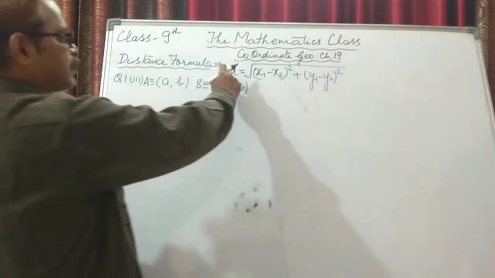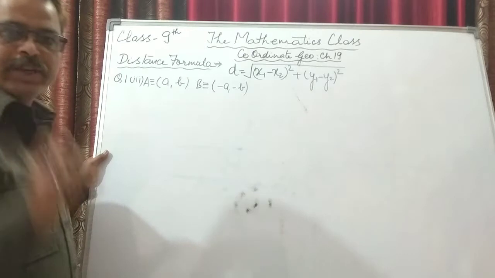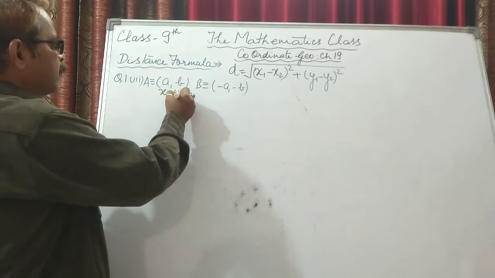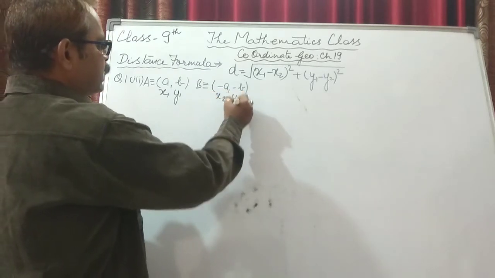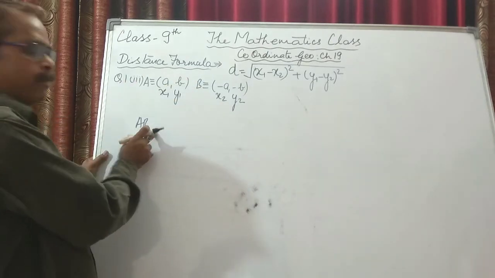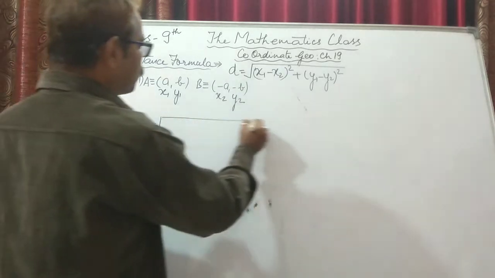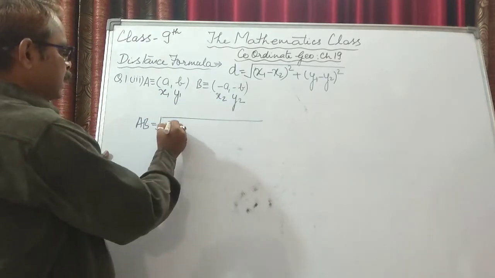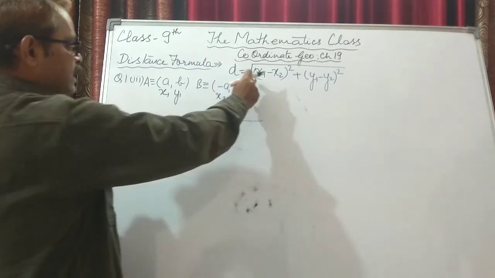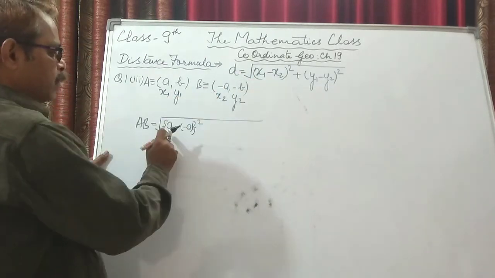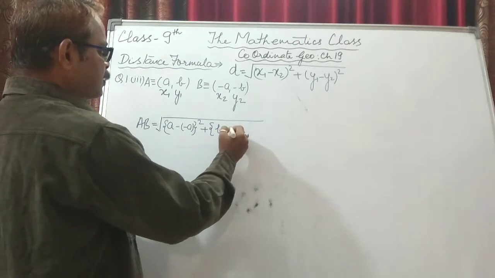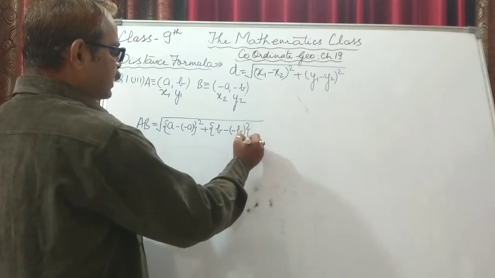Now, you know the formula of the distance is x1 minus x2 whole square plus y1 minus y2 whole square. So we need x1 and y1. This is my point A. I am taking A as x1, B as y1, minus A as x2 and minus B as y2. The distance between the points A and B will be denoted by AB. So AB is equal to under root, x1 minus x2, which means A minus of minus A, whole square, plus y1, which is B, minus of y2, which is minus B, whole square.